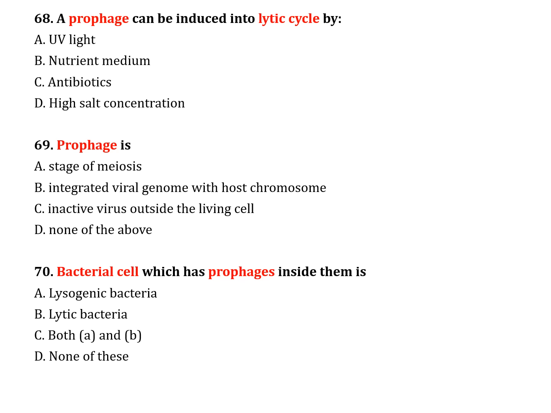The next question, number 68: A prophage can be induced into lytic cycle by: option A, UV light; option B, nutrient medium; option C, antibiotic; option D, high salt concentration. Correct answer is option A, UV light.